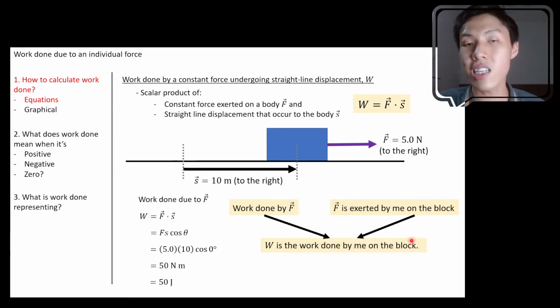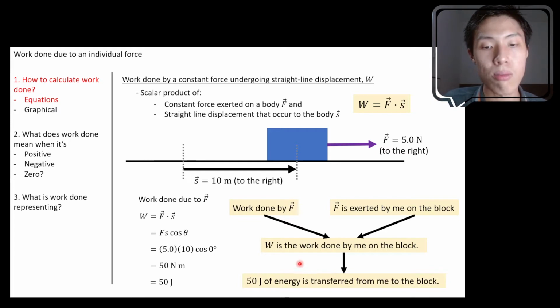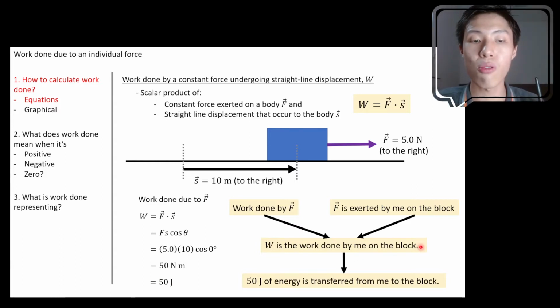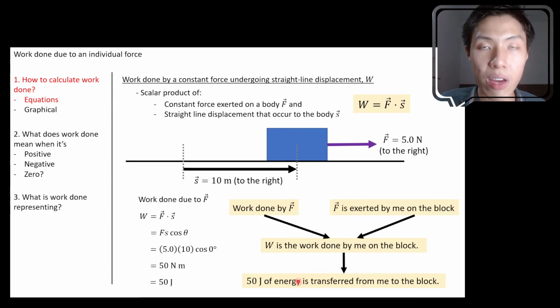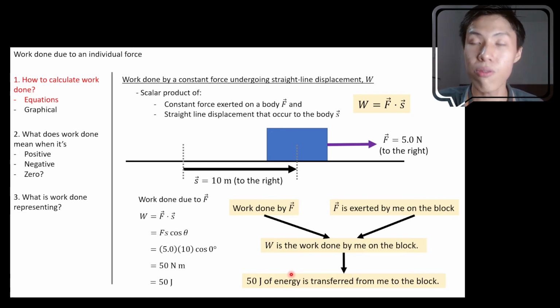So why is this important? Because work done here is related to the transfer of energy. So what does it mean? It means that the 50 joule that we calculate over here represents the energy that is transferred from me to the block. So if I do 50 joule of work on the block, that means 50 joule of energy is transferred from me to the block. And that's the idea of the work done that you have calculated here. But of course, what kind of work, what kind of energy, whether it's kinetic or potential energy, we'll discuss that further in the future videos.